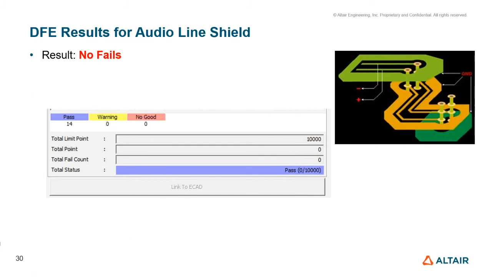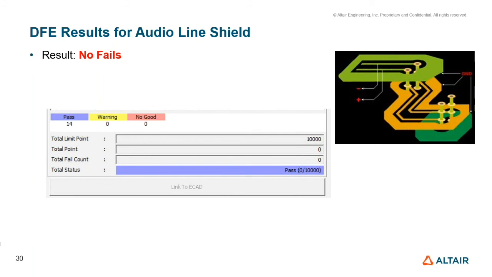Apart from the differential nets you have shown, what other items does Altair's DFE cover? That's an interesting question. Altair DFE covers a lot of aspects. For example, along with differential net, it can also cover DFE for electrical, including high speed, power, component separation, net separation, EMI ring stability, and many more.